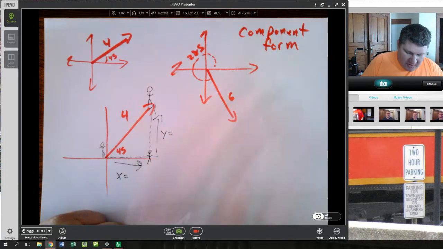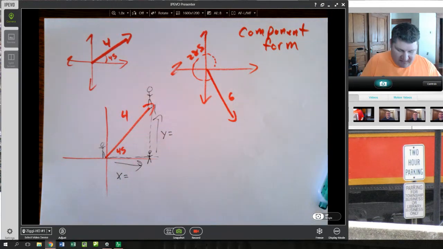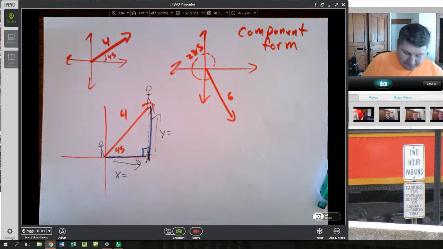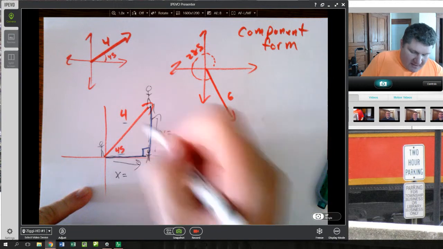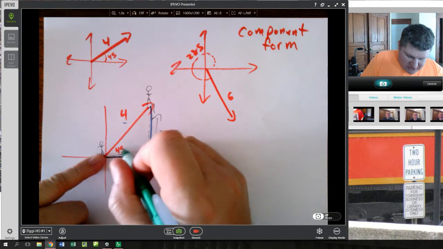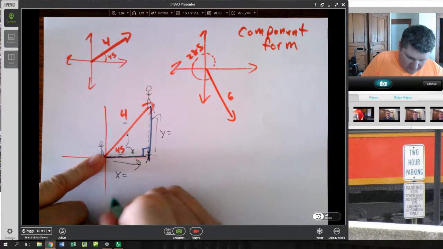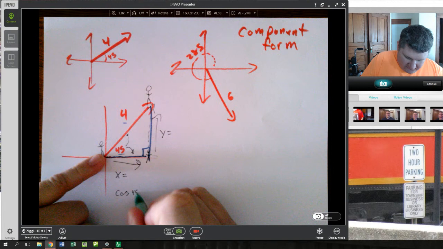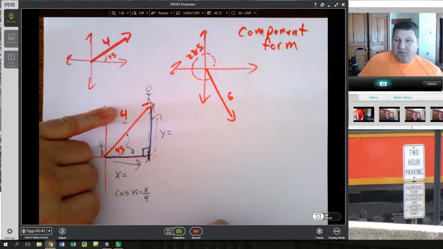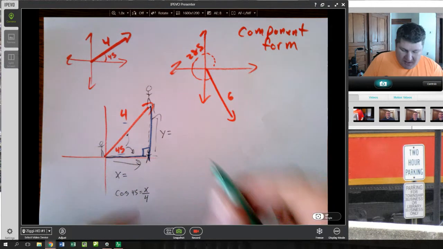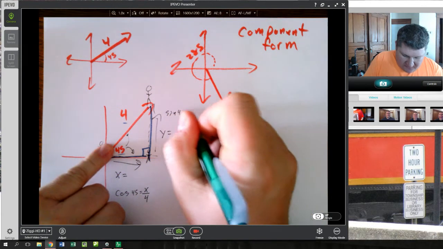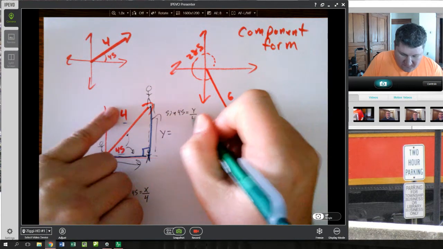So to get the x component, the y component is really not that big a deal, because in essence what I do is split this up into a right triangle. If I know 45, and I know 4, how do I find x? Well, that's going to be the adjacent side and the hypotenuse. So I could say cosine of 45 degrees equals adjacent side x over 4. Now, if I want to do the y value, I would say sine of 45 equals y over 4.